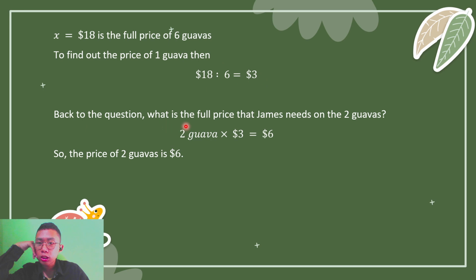Back to the question, what is the full price that James needs for the two guavas? So for the guavas we must multiply 2 times $3, so we have $6. So the price of two guavas is $6.